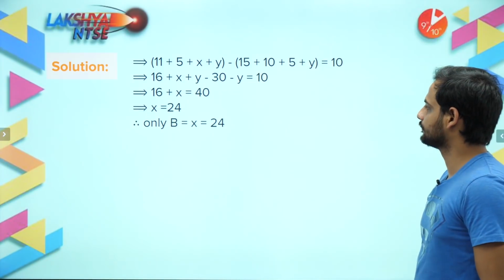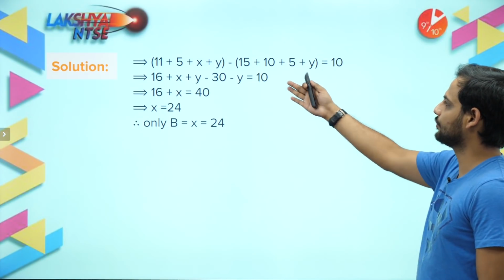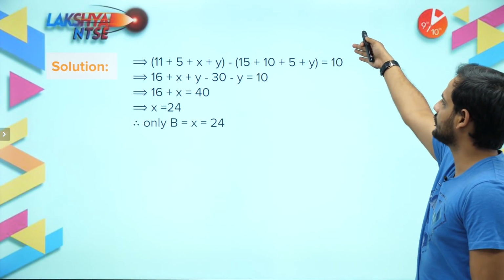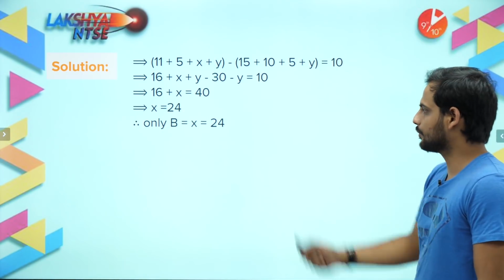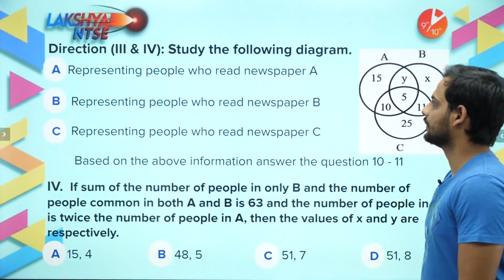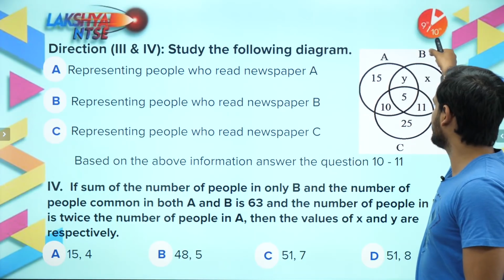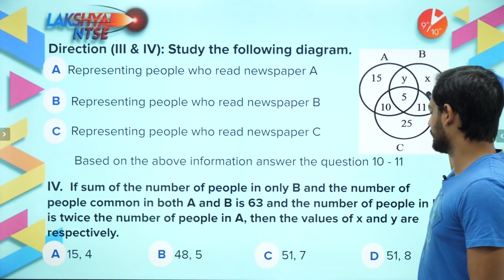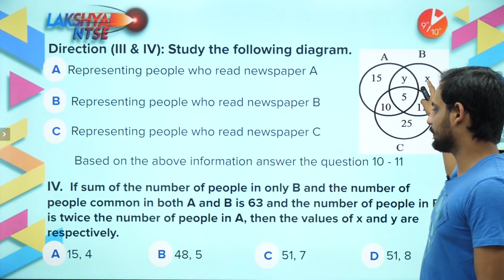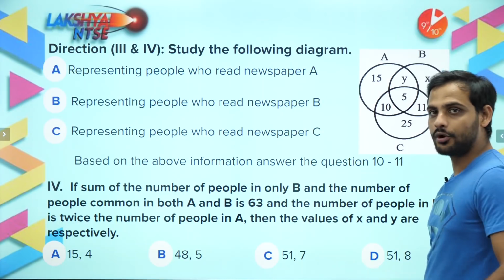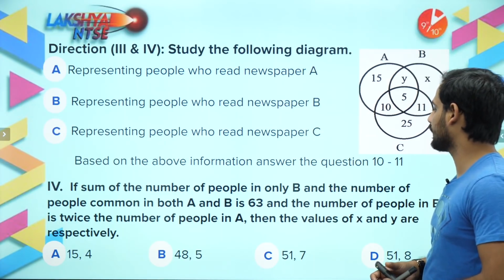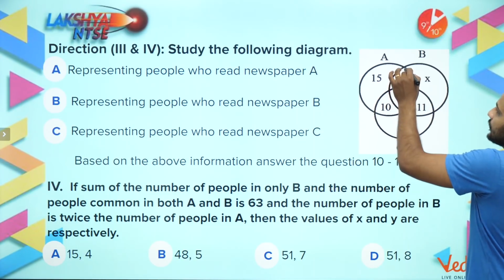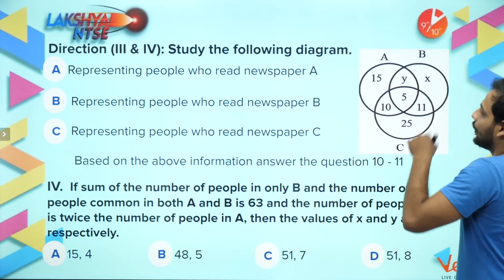Next question. This is the part I have told you: B minus A they have done is equal to 10. Same thing. So you will get X is equal to 24. Now, same question, reading A, reading B, reading C. If the sum of the number of people in only B, and the number of people common in both A and B. Now see, the number of people common in both A and B is Y or Y plus 5.